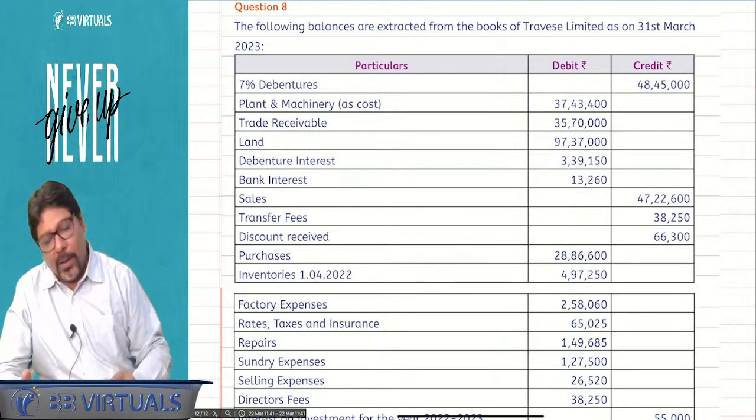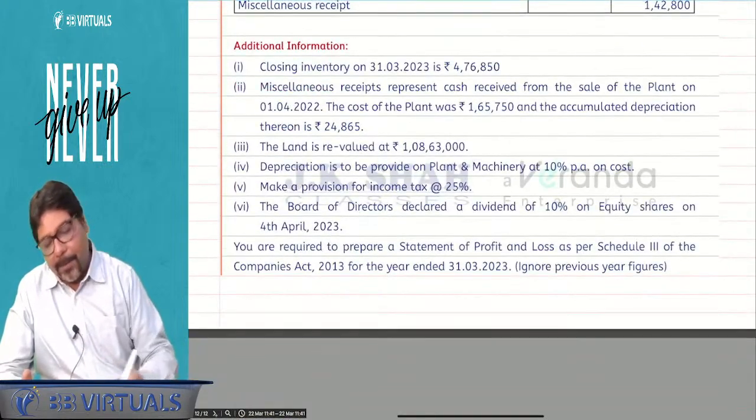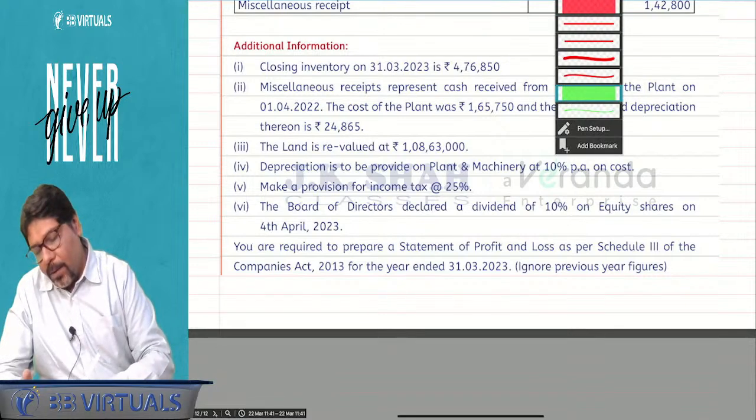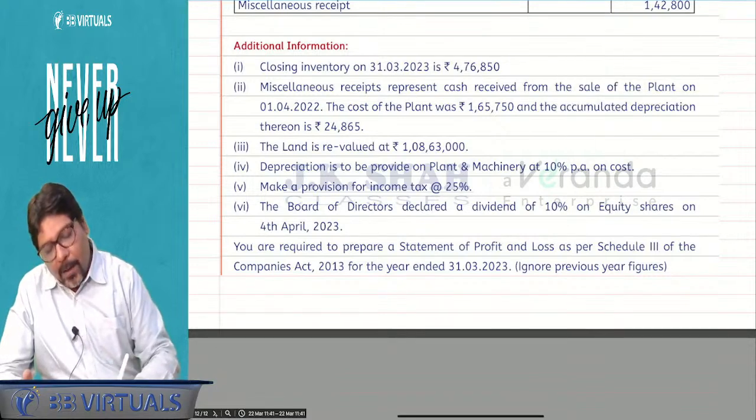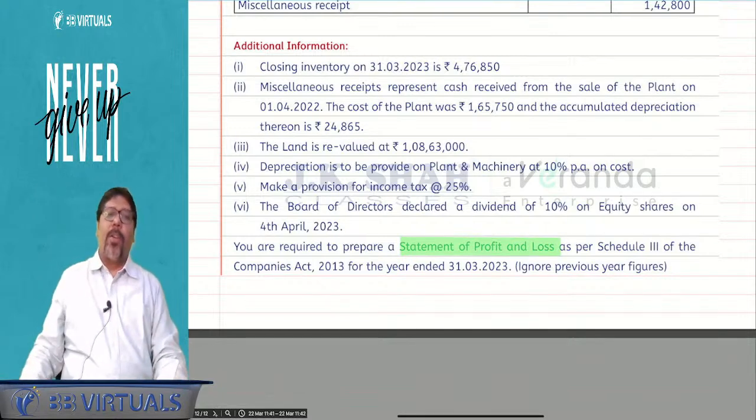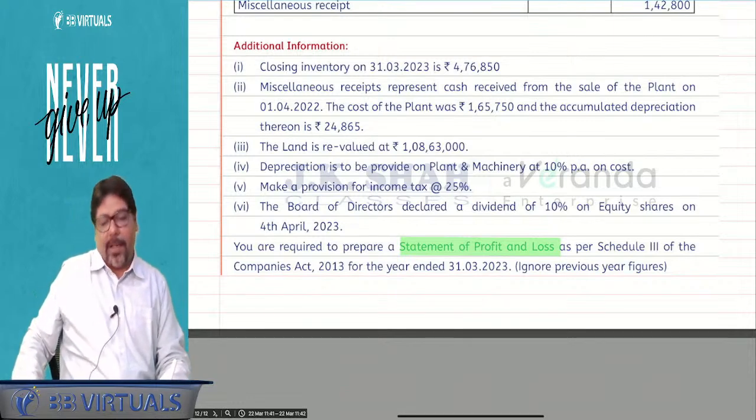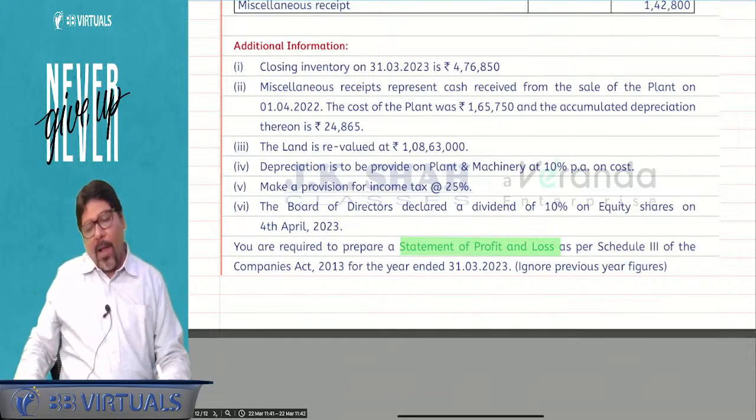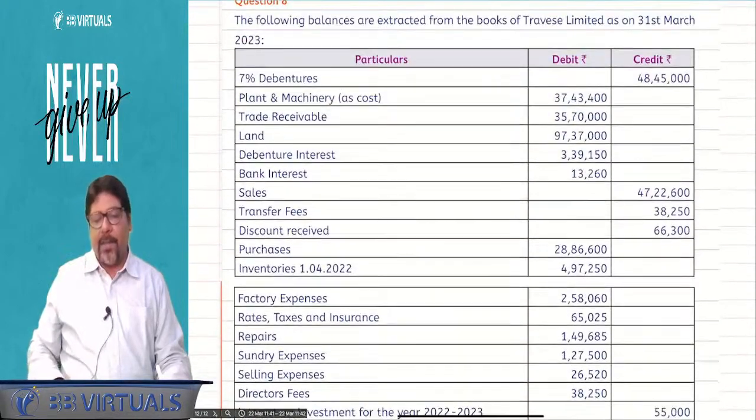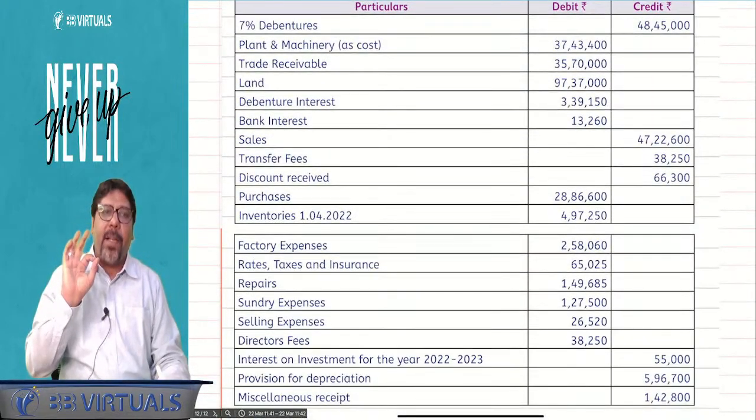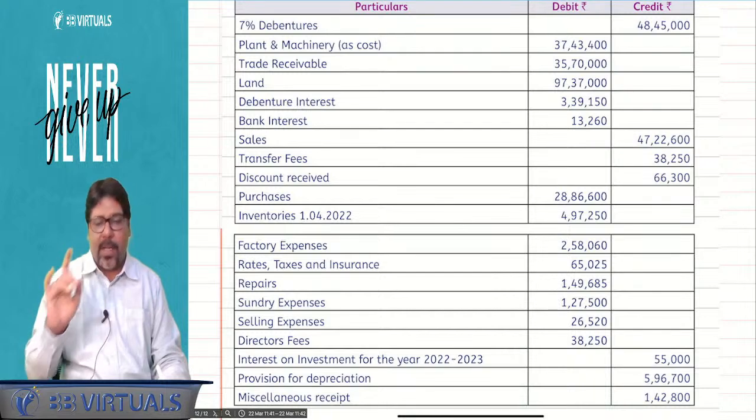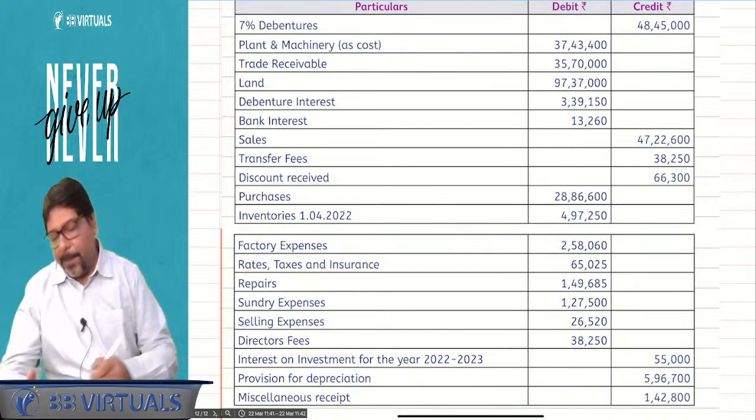So what are you supposed to prepare? The last sentence: you are required to prepare the statement of profit and loss as per Schedule 3. That means for the year ended, ignore previous year's figures. So we are supposed to prepare only the P&L account. Balance sheet items will not come. Okay? Yes, sir.